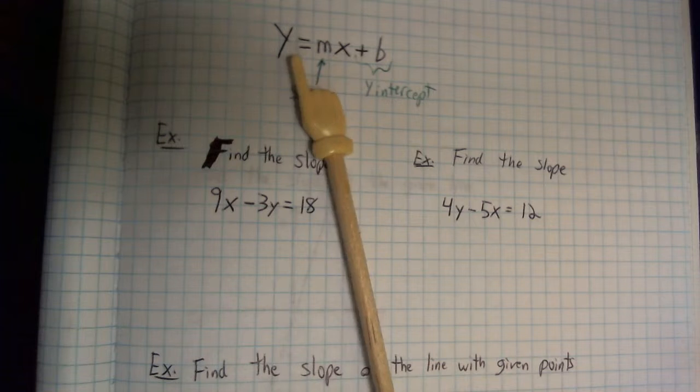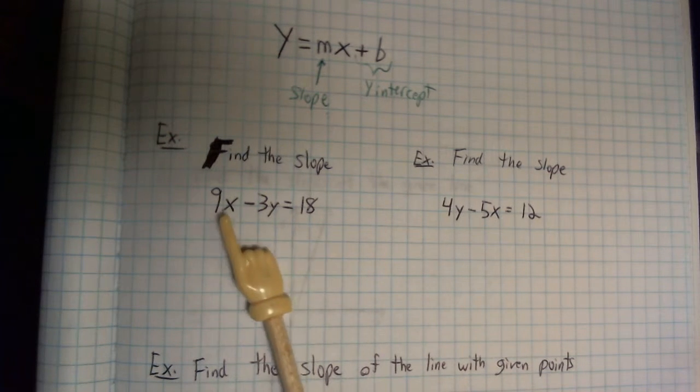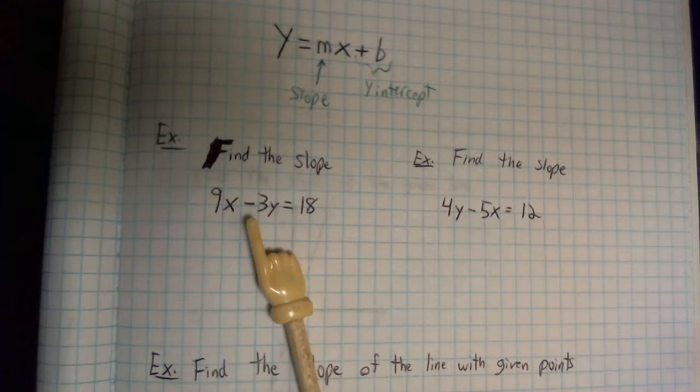Think about what we need. We want y to be by itself. Right now, y has this 9x attached to it, and it also has this -3.